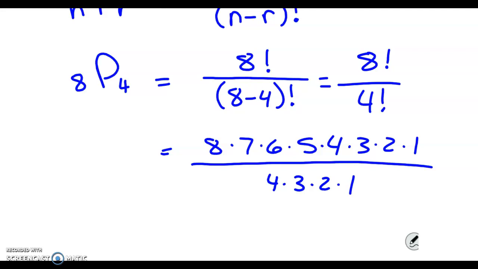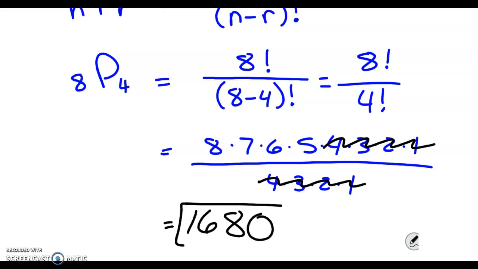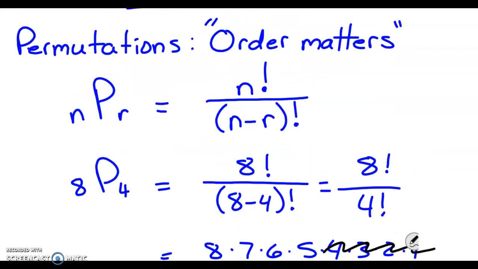From 4 on down, right? So you are going to end up with whatever 8 times 7 times 6 times 5 is. 1,680. Very good. That is your permutations possibilities. So we're going to compare permutations. We'll explain when we get to a word problem.